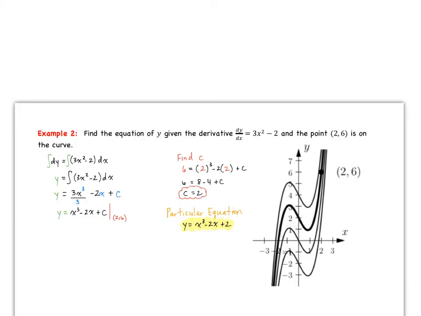Take a look at my work here. After I went through and found the antiderivative, I got y equals x cubed minus 2x plus c. Evaluating that when x equals 2 and y equals 6, I found that c is equal to 2. So my particular equation is y equals x cubed minus 2x plus 2.